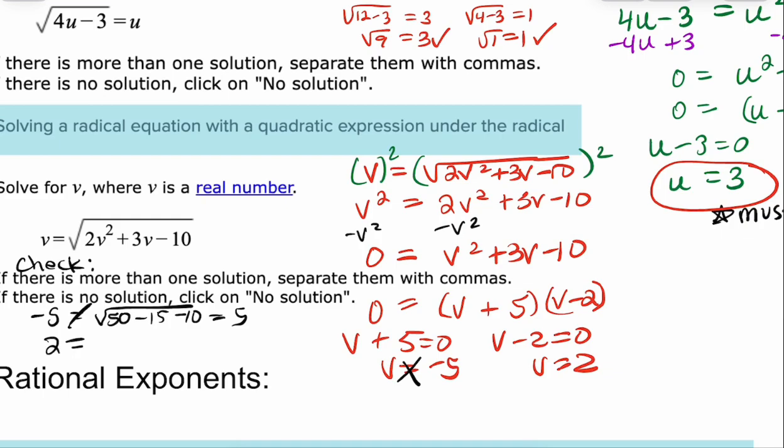We get 2 equals the square root of, 2 squared is 4. You do the squared first, then you times it times 2. So 2 squared is 4, times 2 is 8. 2 times 3 is 6, minus 10. We get 14 plus, minus 10 is 4. The square root of that is 2. Yay. So circle that one. So the only answer you would enter into Alex is 2.